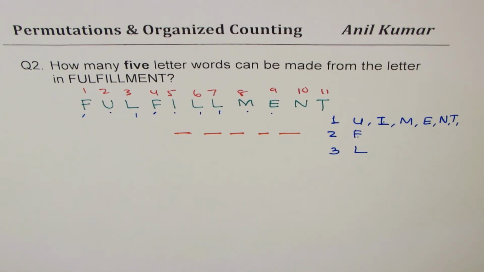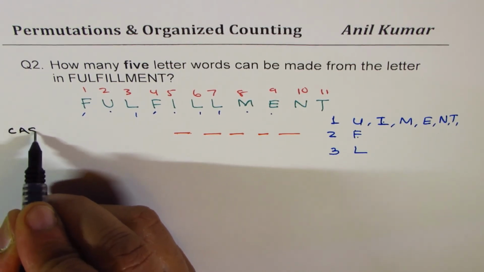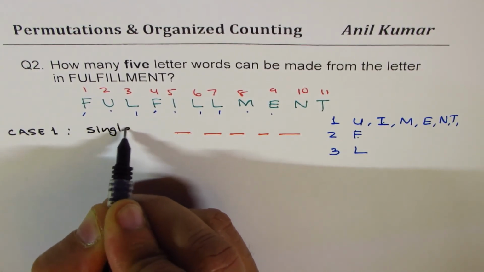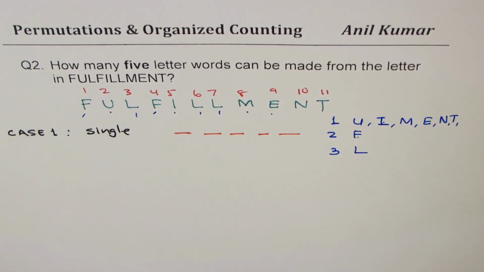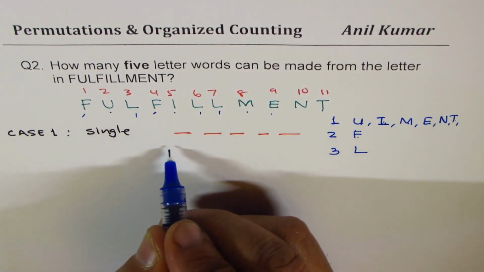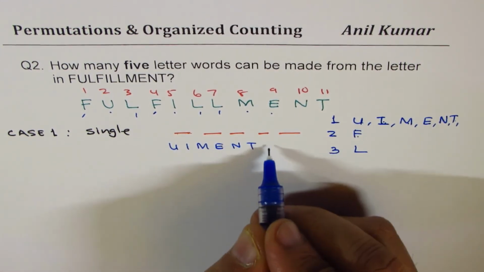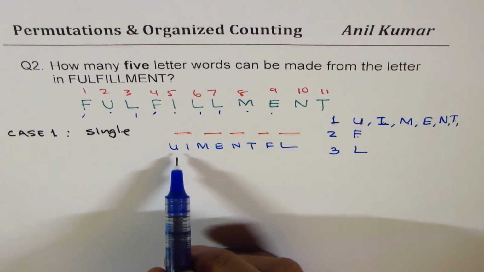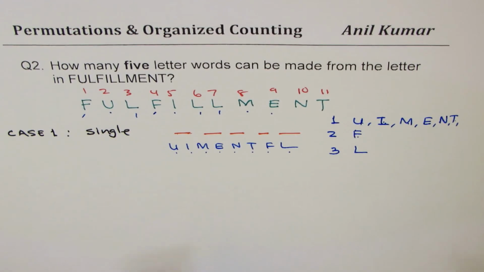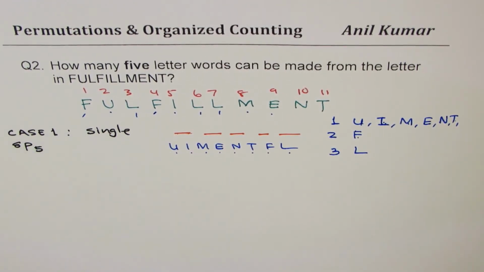How many cases can we work on? Well, case 1, single. So actually it's a good method, and I hope you appreciate it. So we'll just say single. If I'm considering single, what are the letters we are considering? U, I, M, E, N, T, F, and L. So we have 8 letters, and we want to fill up 5 positions. 8P5. Perfect.